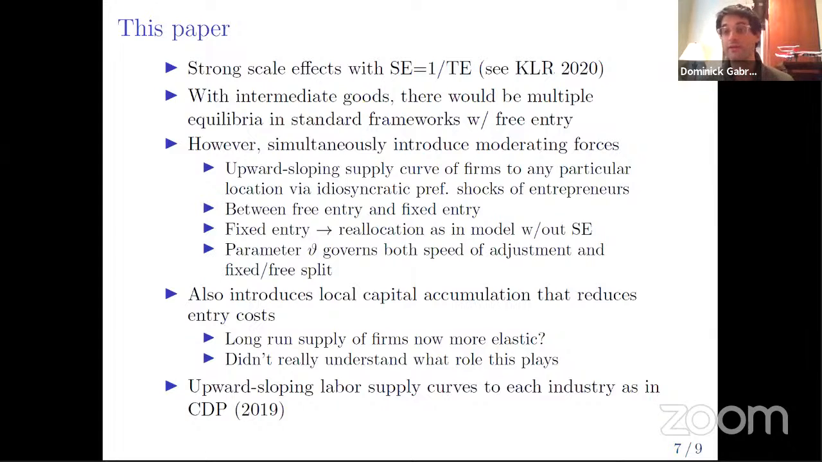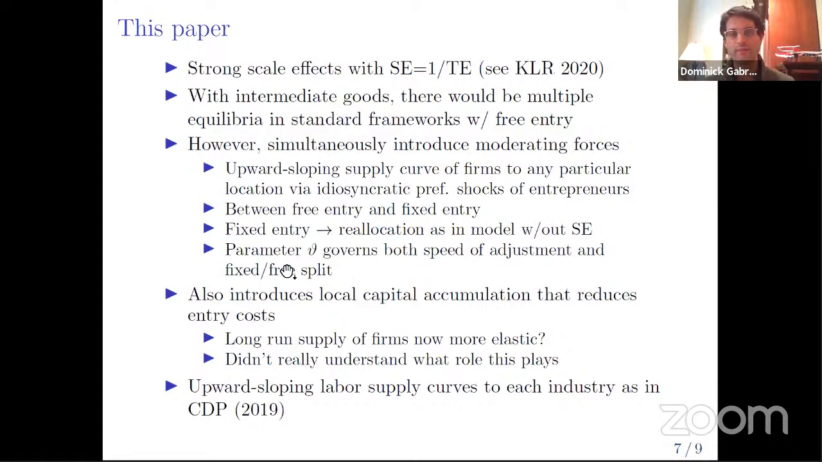In a standard static framework with flat labor supply curves and free entry, there would definitely be multiple equilibria in this model. However, the paper simultaneously introduces these moderating forces via two mechanisms: an upward sloping supply curve of firms to any particular location, right? The reason being that these entrepreneurs that manage the firms have idiosyncratic shocks to their locational preferences. And this gives the model a flavor of something between a fixed and a free entry model, right?